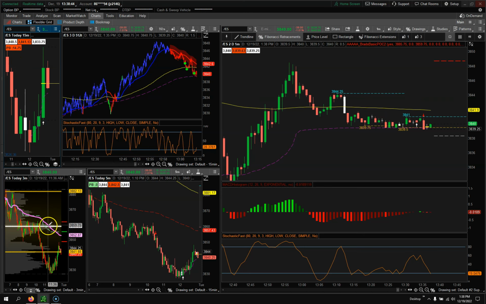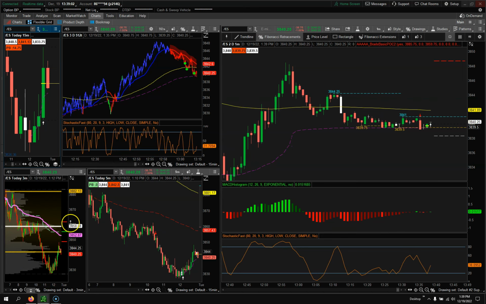Down here, I have my holy grail that I call my 3-minute today only market profile. I love this chart. If I can only have one chart, that would be the chart. It tells you so much information, gives you really good opportunities for scalping and things like that.